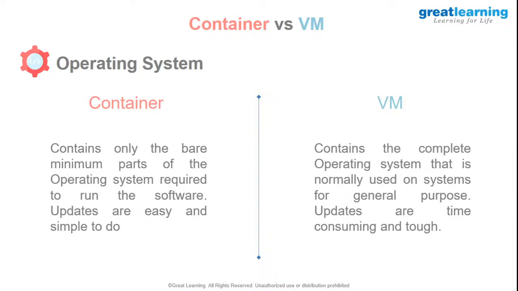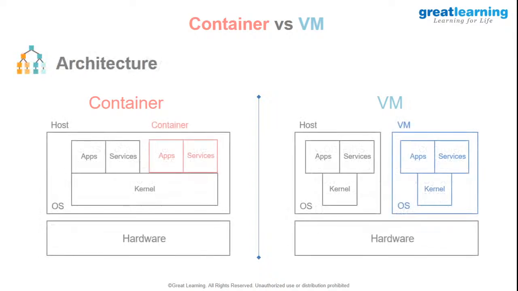So let's look at the architecture. It will give you guys a better idea again. So the architecture of container versus VM. In container, you can see that there is a host operating system and it sits on the host hardware. Inside of the host operating system, it has its own kernel, it has its own apps and services, and the container acts like a program over here. It shares the kernel with the host operating system. So it gets the resources from the host operating system's kernel itself. Even though it has its own apps and services, it makes use of the resources that are given by the host operating system.